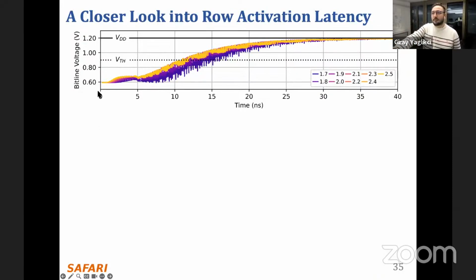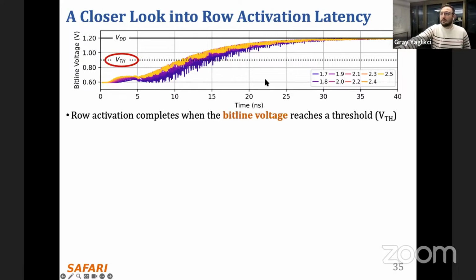So what do we have here? This is a simulation of how the bitline voltage changes over time when you perform a row activation. Since VDD is 1.2 volts, in the very beginning we have the bitline voltage at 0.6 volts, which is half of the VDD. So it's in the middle of the VDD and the ground, right? And once we activate, we observe that the bitline voltage increases following these kinds of curves. And these curves, in different colors here, mean different voltage levels. Once the voltage reaches a threshold value called V threshold, row activation is completed, so you can read the data reliably at this point.